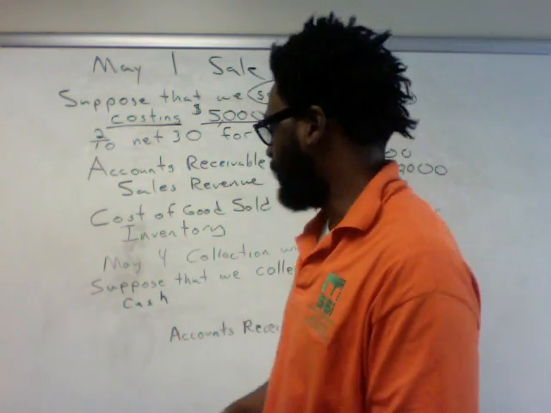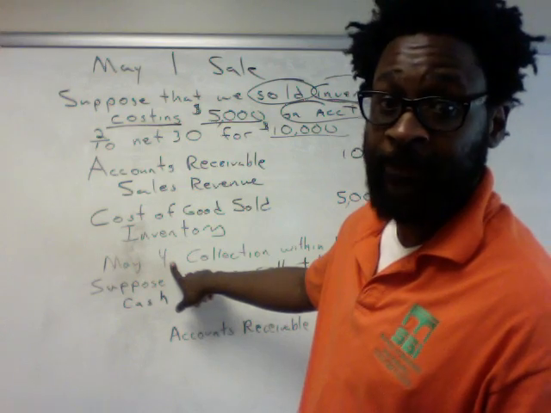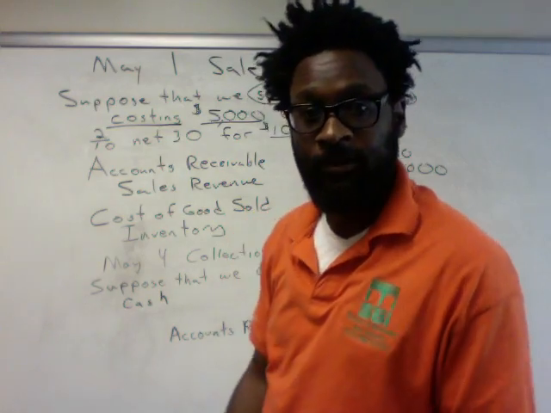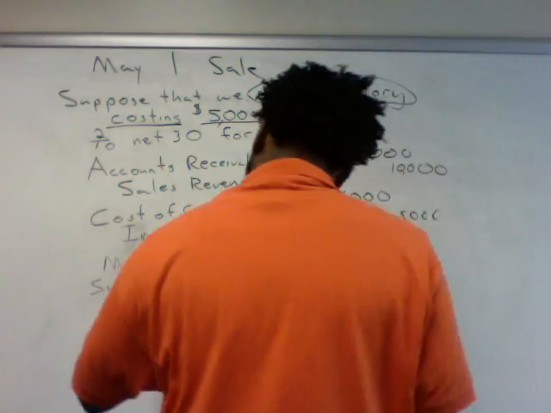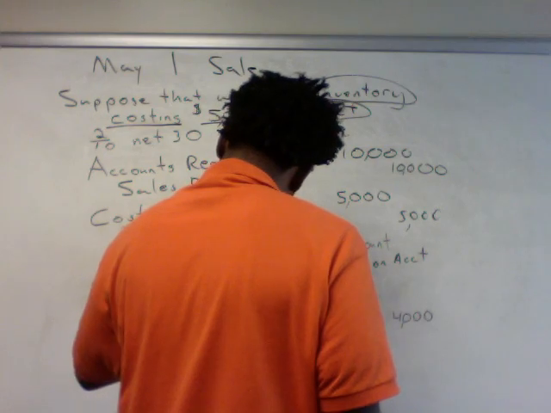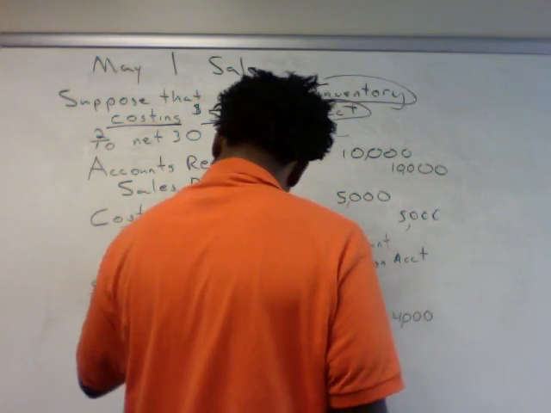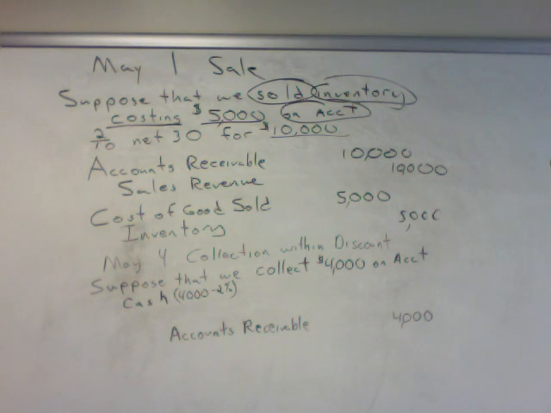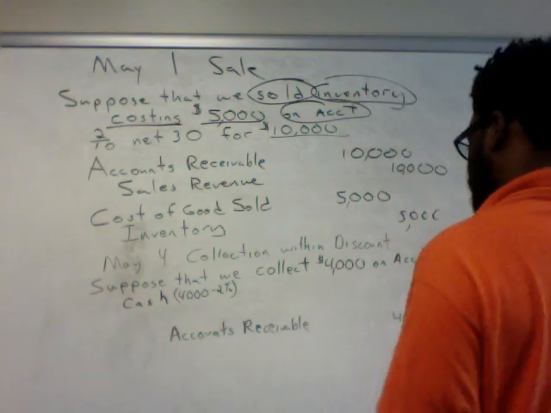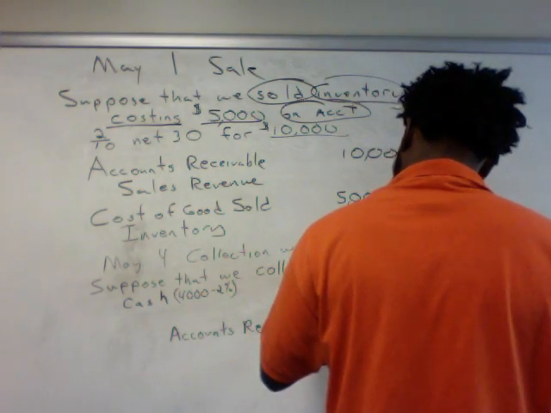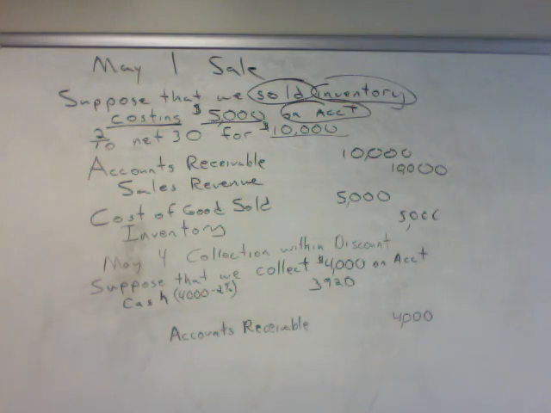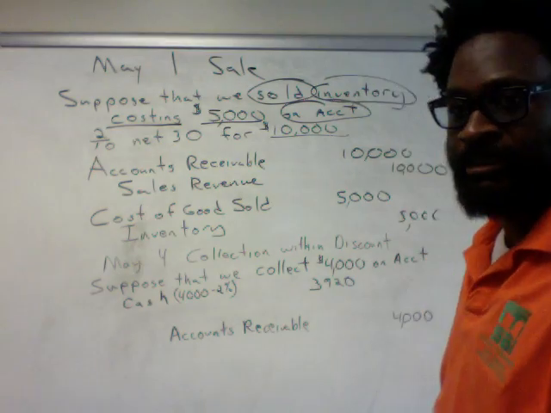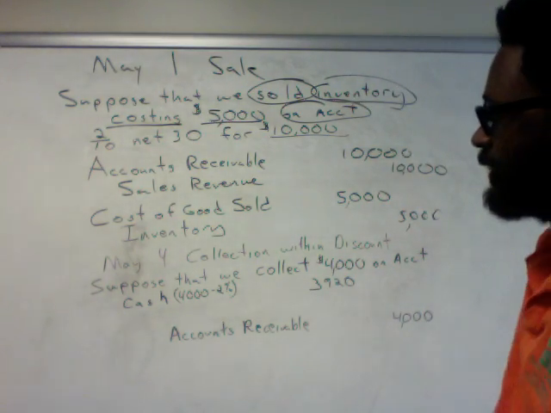Absolutely not. Why? Because it is within the discount term, it being May 4th, and the discount is extended up to 10 days after the 1st of May. So we're not going to receive $4,000, we're going to receive $4,000 minus 2%. And we calculated this last time. That's what? $80. So that'll give us $3,920. Our debits and our credits don't equal right now, so we still have an incomplete transaction.